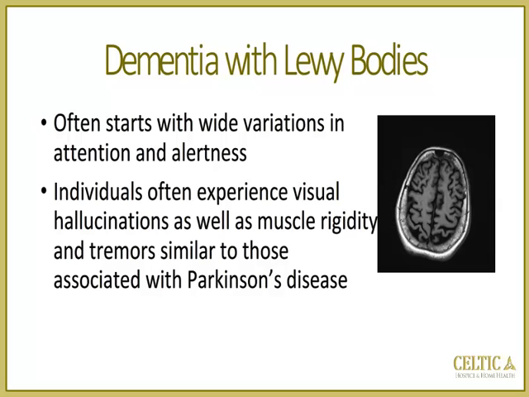Dementia with Lewy bodies is another type of dementia. This dementia often starts with wide variations in attention and alertness. Individuals often experience visual hallucinations, as well as muscular rigidity and tremors similar to those associated with Parkinson's disease.